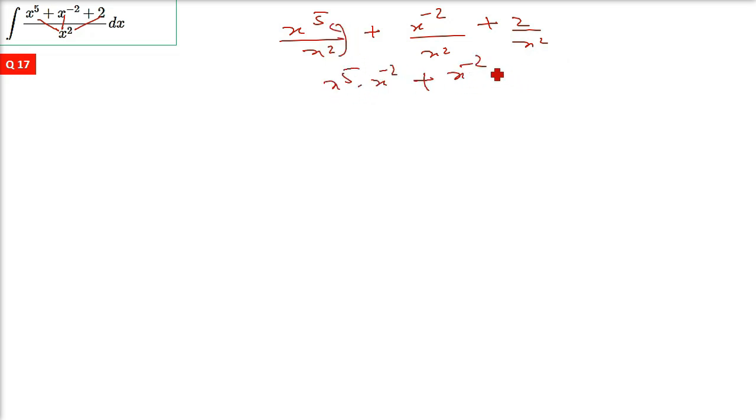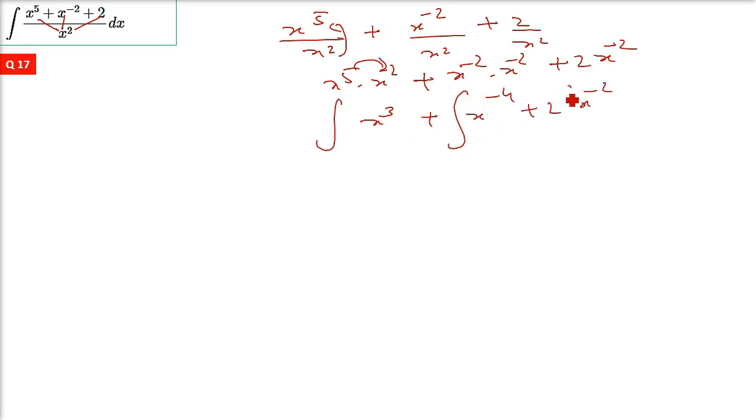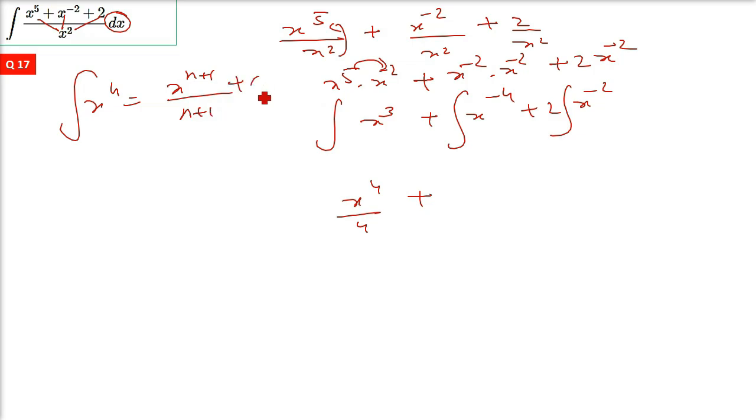So if it would have been x raised minus half, it would have gone up and formed x square. Okay. So 5 minus 2 is 3 because again the powers are added as the base remains the same. X raised minus 4, 2 raised x minus 2. Okay. Now the integration begins here because up till now was just the resolution or making them suitable for integration. Now x cube is x raised 4 by 4 plus this becomes x raised minus 4 plus 1 by minus 4 plus 1. So I am using the same similar formula which I told you earlier.